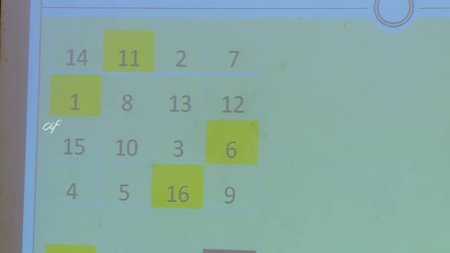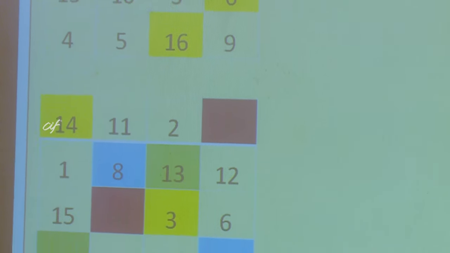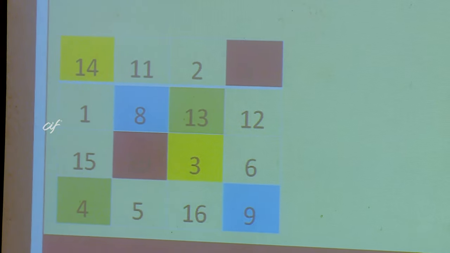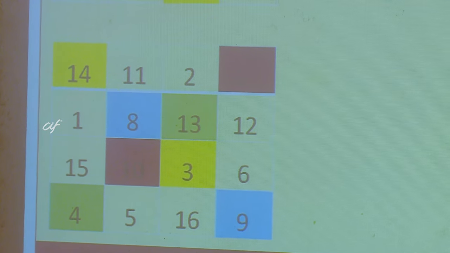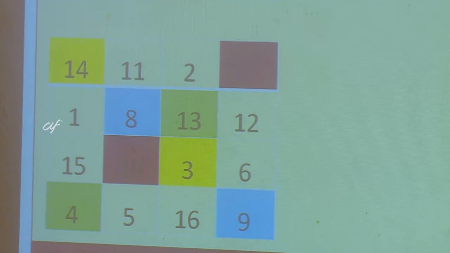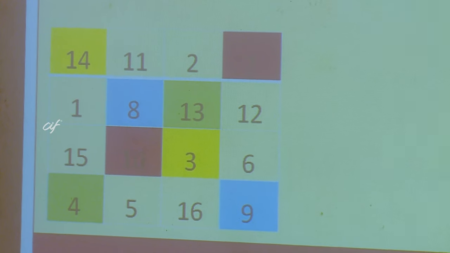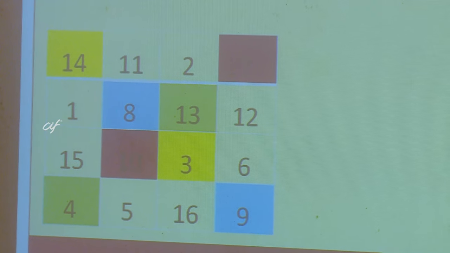So okay, and there is something interesting you can see here also. You look at this one, I have just colored it a little different. Can you tell me something interesting about these colored cells? It adds up to 17. Why 17? Half of 34.